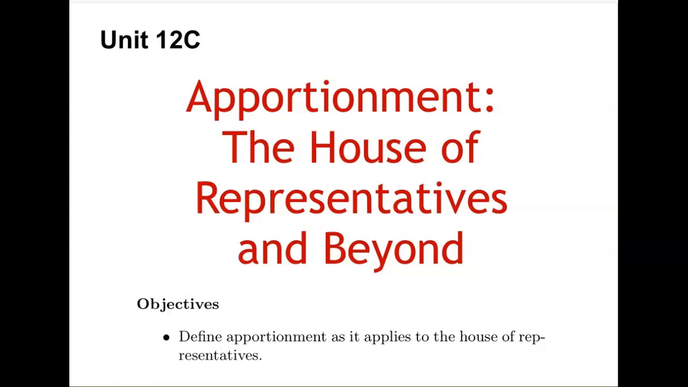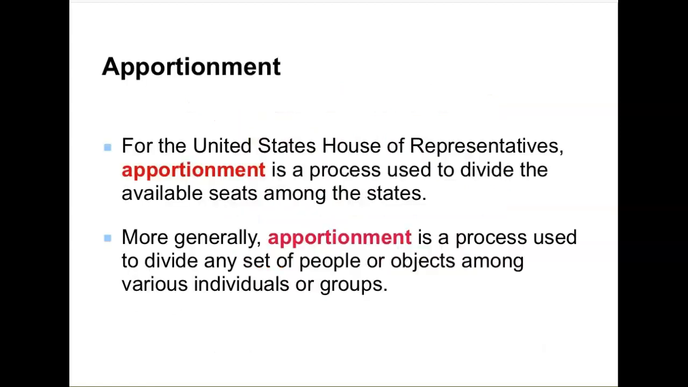So we're going to talk about apportionment, specifically to the House of Representatives. So let's just define that first. And so these are definitions. I would definitely write down these definitions. Again, you can put them in your own words to shorten them. But for the House of Representatives, apportionment is just the process used to divide the available seats among the states.